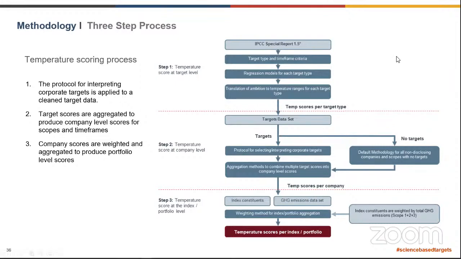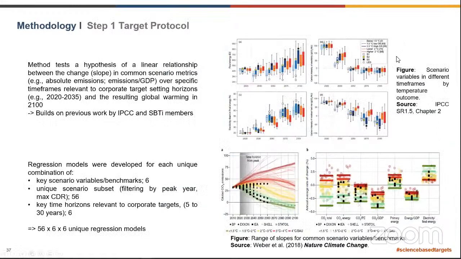So the next slide just gives you a little more detail on the regression, and this is the core scientific step that we undertook as part of this methodology. And essentially the hypothesis is quite simple: we defined a linear relationship between the slope of these emission profiles compared to the global warming potential that actually results.